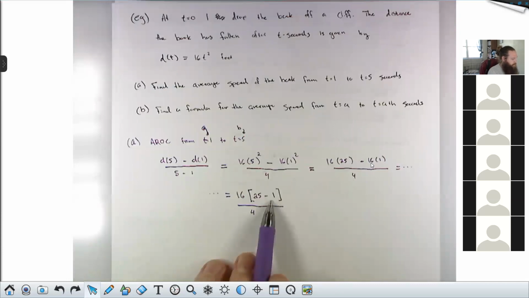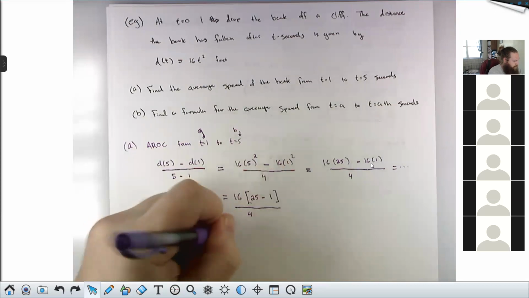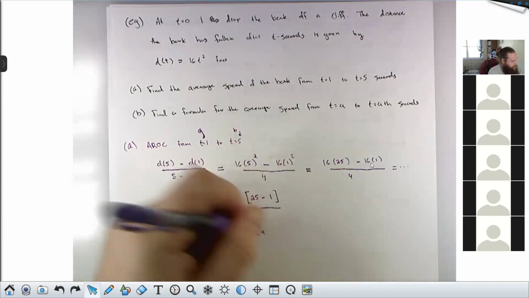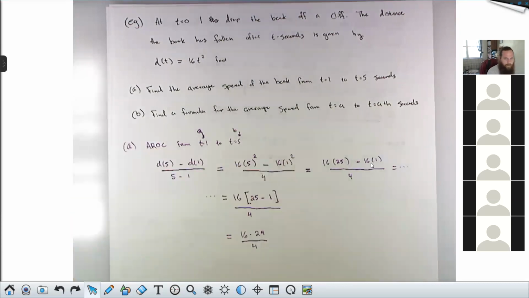Now, 25 minus 1, that's 24. So this is 16 times 24, all over 4. And you might be thinking, okay, now I need to multiply 16 and 24. No, you don't. Look, 16 is 4 squared. So you've got 4 squared times 24 all over 4. You can cancel the 4s.